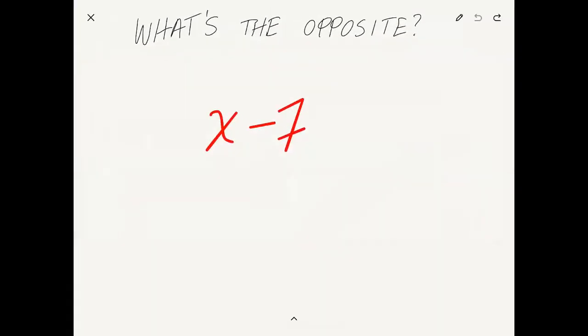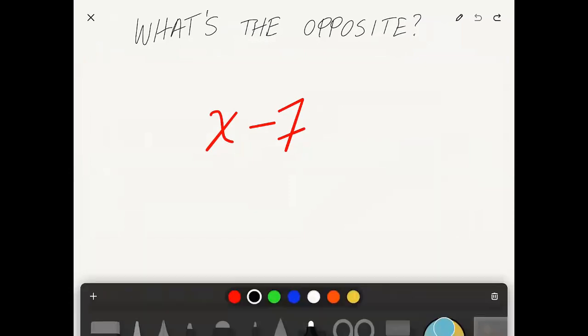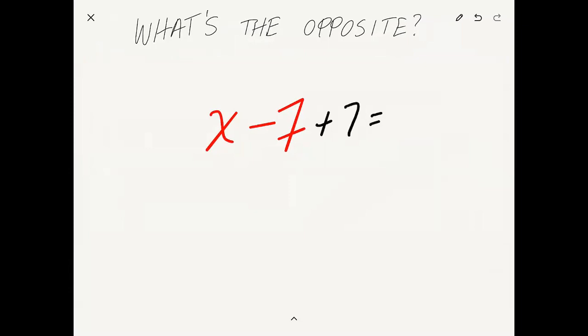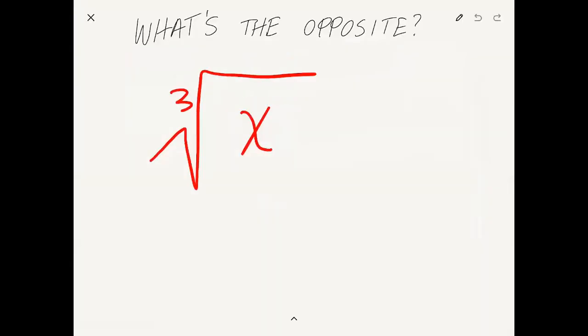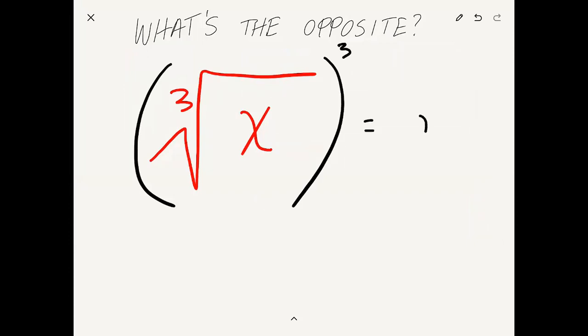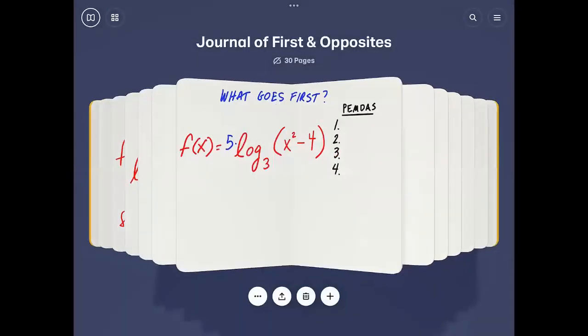Okay, what's the opposite of subtracting 7? Obviously, it is adding 7. Let me change the color. Add 7, we get x. All right, next, let's see. What's the inverse of the cube root of x? Well, we would take this whole thing and raise it to the 3rd power, and that would give us x. All right, boom.